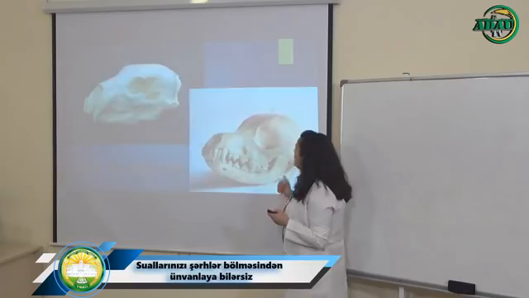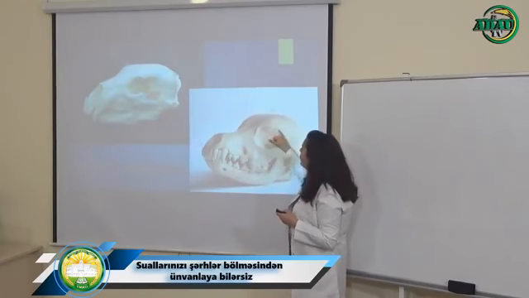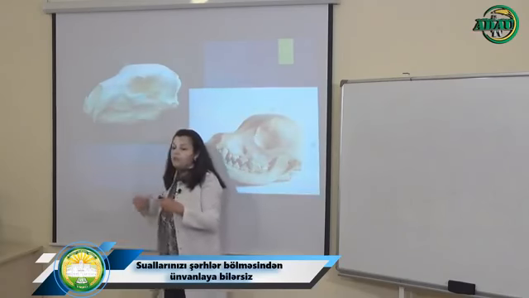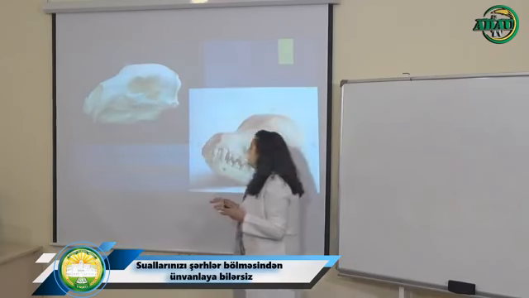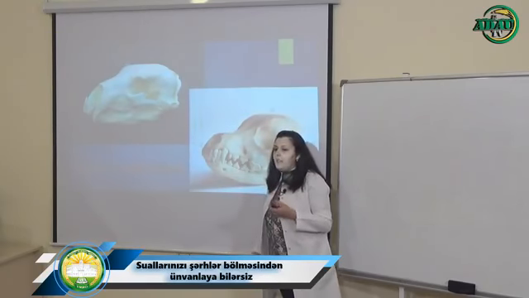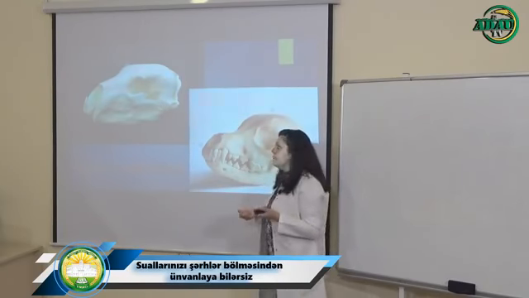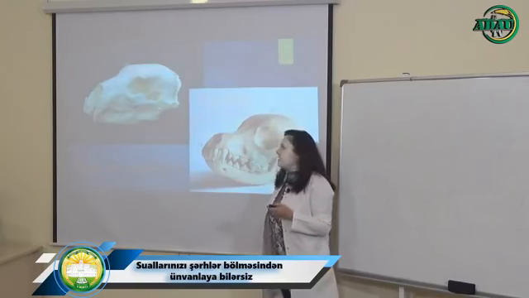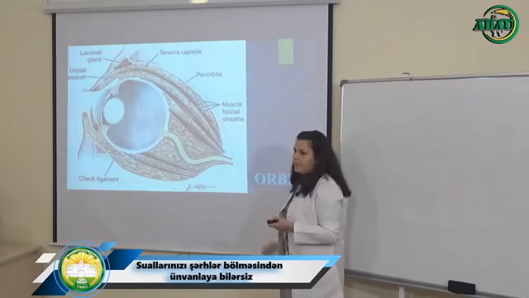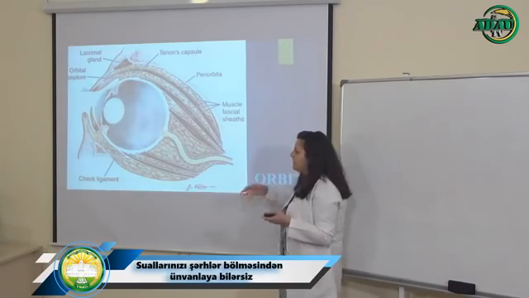However, in the carnivores, you can see that there is no fully bony ring. You cannot see the whole bony ring which surrounds the orbit. And this bony ring in live animals is compensated by the orbital ligament. So here you can see again the eyeball, which is located inside the orbit.